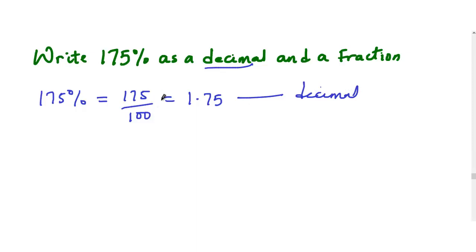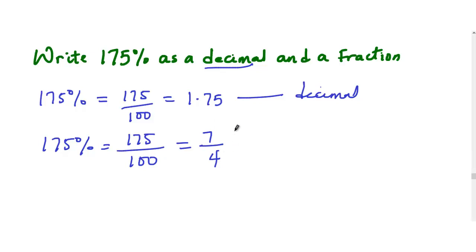Okay. Then the next one is we have to write it as a fraction. So 175%, don't forget, it's the same thing as 175 over what? 100. So let's see how we can reduce it. If you look at it, we can use 25 to decompose this. 175 divided by 25, that is what? 7. And 100 divided by 25, that is 4.